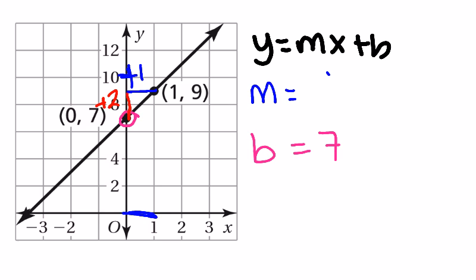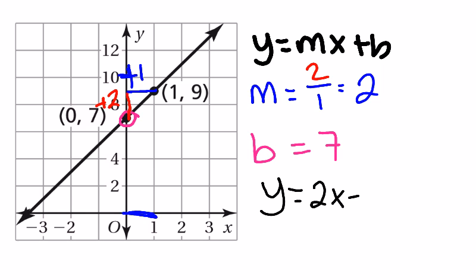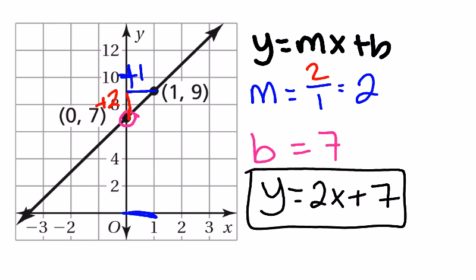So let's go ahead and write m is equal to, let's go back real quick. M is actually equal to 2 over 1, which is equal to just 2. So our equation, go ahead and write our equation if you think you got the equation. Okay, our equation is y equals 2x plus 7. That's our equation. Let's try one more.